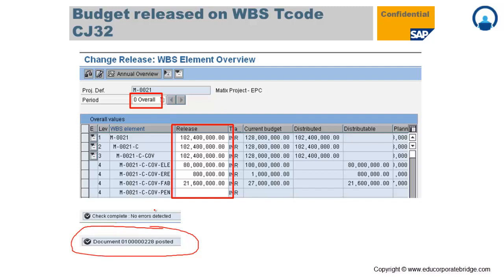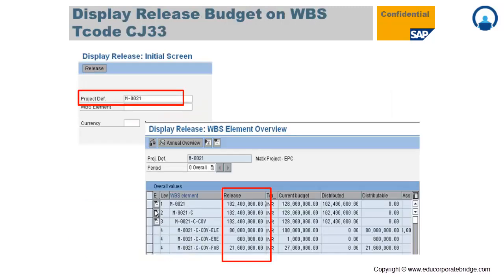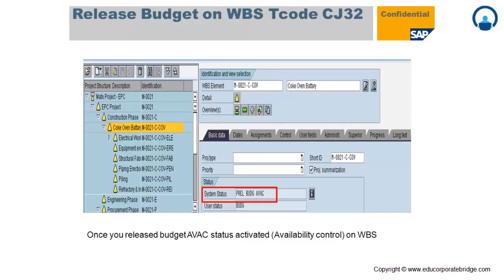Control will be on your release part. Once you release the budget, the availability control gets activated and it will check your fund allocation across the cost or commitments. Now to display the release budget, the transaction code is CJ38. Again you need to provide the appropriate project or WBS, and you can see the displayed values across that particular project or WBS. Here you can find one more status called AVAC, which is nothing but the availability control.